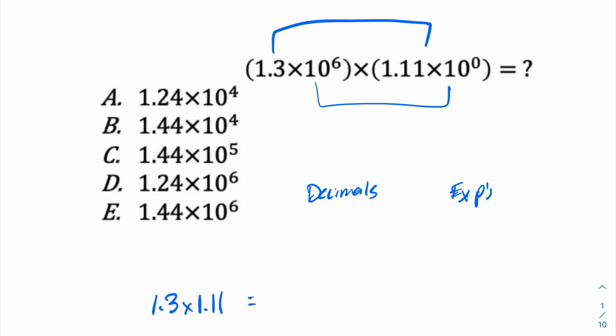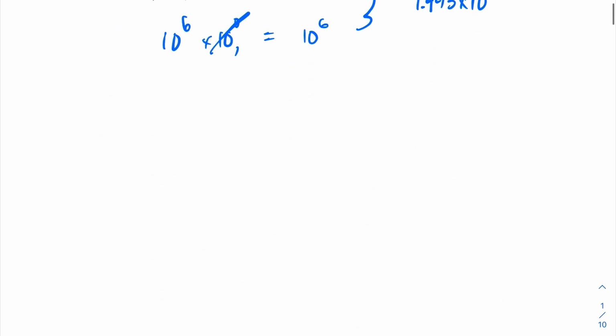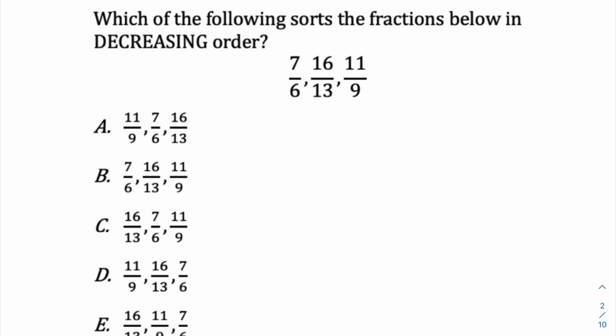This ends up giving you, I believe it is 1.3 times 1.11. This gives you 1.443. And then what is 10 to the 6th times 10 to the 0? Well, 10 to the 0 is just equal to 1, so it's just going to be 10 to the 6th. Okay, so your answer is just going to be these two things combined together times 10 to the 6th. 1.44 times 10 to the 6th. Okay, pretty straightforward. Which of the following sorts the fractions below in decreasing order?